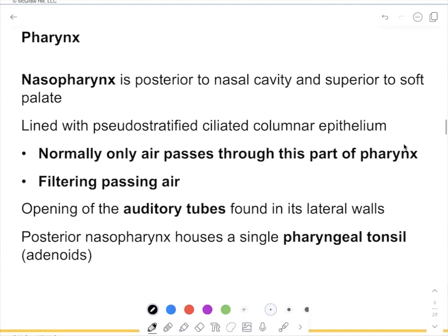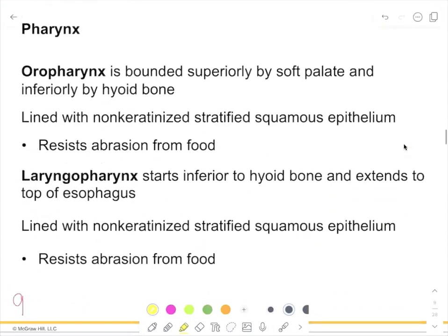So the pharynx is posterior to the nasal cavity and superior to the soft palate. It's lined with pseudostratified ciliated columnar epithelium, whereas the oropharynx and the laryngopharynx are going to be a little bit different. Normally only air passes through this part of the pharynx. There's some exceptions to that. For example, when you drink milk and you laugh while you're drinking the milk, it will go upward. It will go up into the nasal cavity and it'll come out your nose.